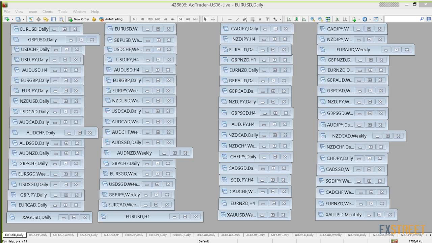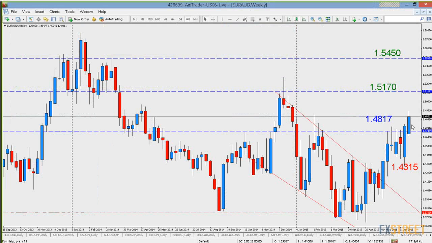As with any sort of system, with naked trading, let me show you how it works. Actually, I'll give you an example. Here's a trade that I'm in right now. This is the Euro Aussie weekly chart, and my stop's down at 1.4315. I bought at 1.4817, targeting 1.5170 and 1.5450. Now, this is what happened.